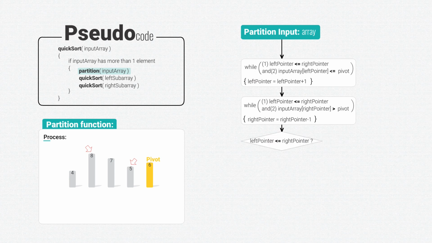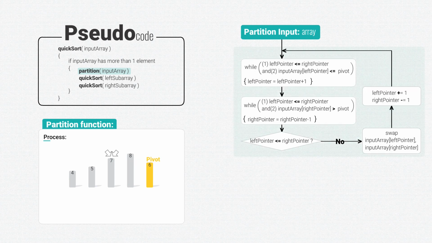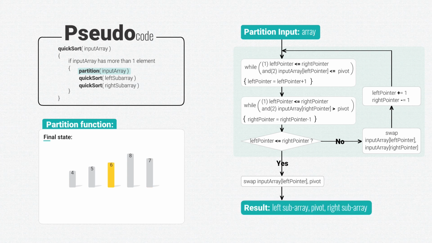At that moment, check if the pointers crossed each other. If the pointers haven't crossed each other yet, we swap the elements pointed by them and start over the whole process until they cross each other. When they cross, both pointers stop, and we swap the pivot with the element pointed by the left pointer. Then partition is done. After partition, the pivot is in its ultimate right position, and we have successfully divided the input array into left subarray and right subarray.